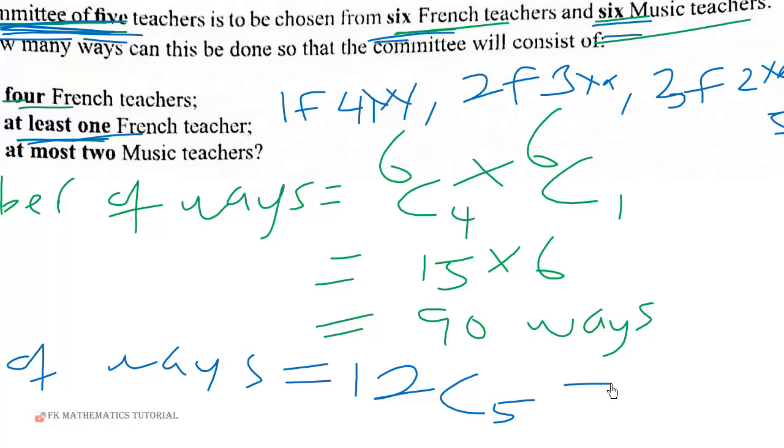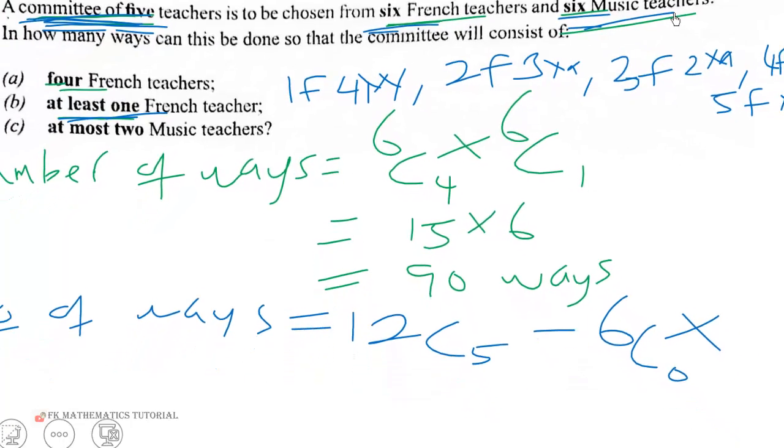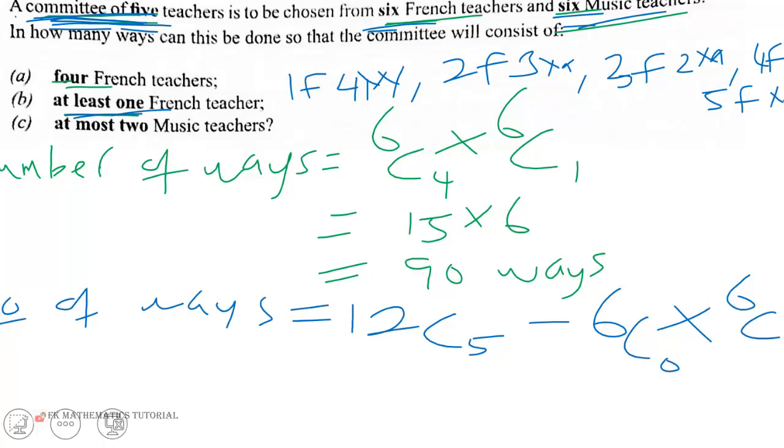So at least 1 French teacher means the other way around will be no French teacher. So if there's no French teacher selected, we have 6 combination 0. It means all the members in the committee are music teachers. So you have 6 combination 5 way of doing that. So we are going to get 792 minus 1 times 6, which is 6, and that will give you 786.